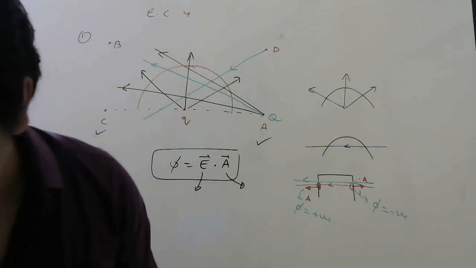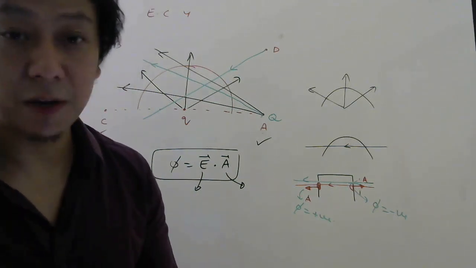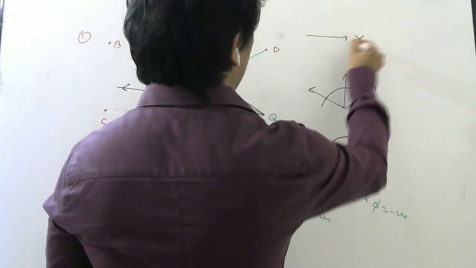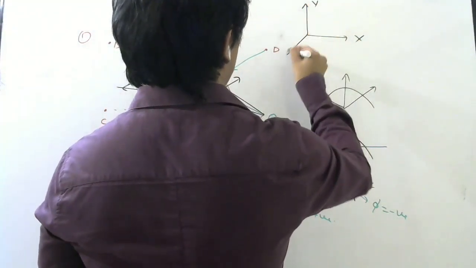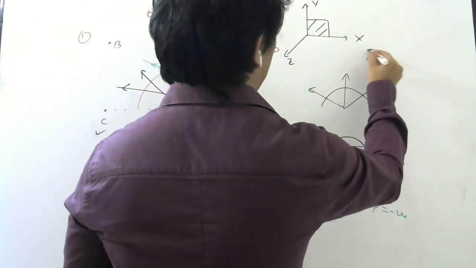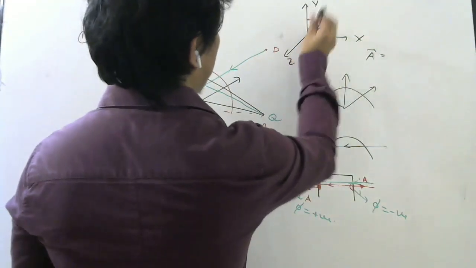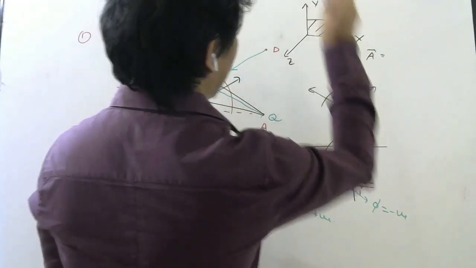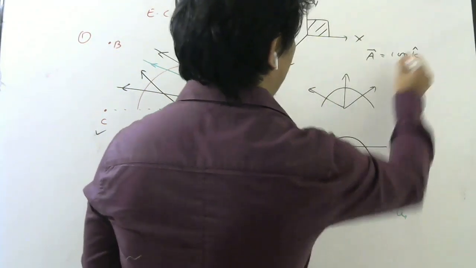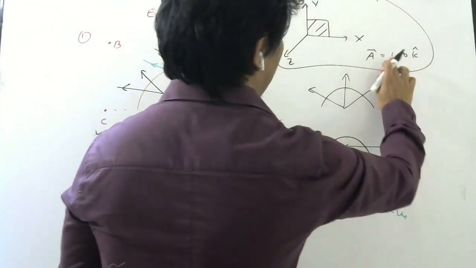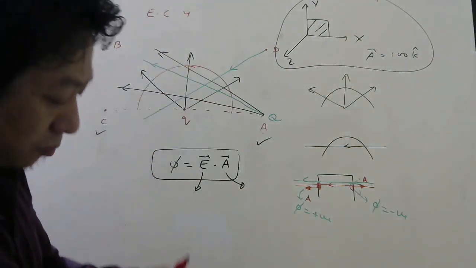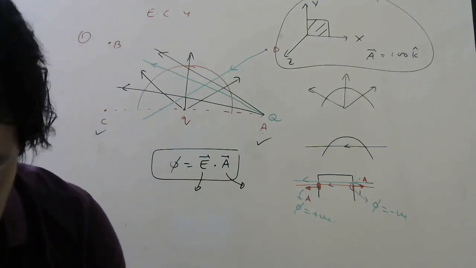And area they have kept along XY plane. So if you keep the area along XY plane, this is your X, this is your Y, this is your Z. So if your area is in this plane, area vector will be how much? It will be in what direction? Perpendicular to the plane, that is, along Z axis. So its magnitude is 100, unit vector will be K cap. So this is the area vector. You take dot product of this area vector with electric field vector. Already I have taught you, so please check yourself. Correct option is B.